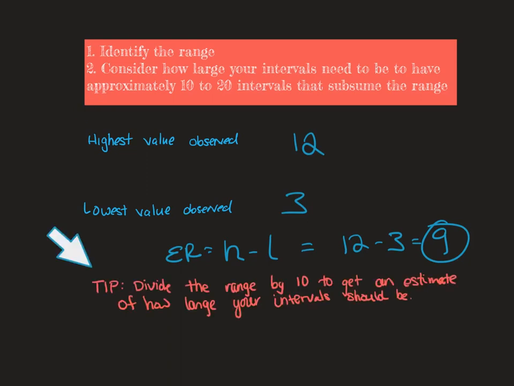One easy way to estimate the size your intervals should be is to take the range and divide it by 10. In this case, we get 9 divided by 10 equals 0.90. One thing we want to do is ensure that our intervals are intuitive or easy-to-use numbers that people usually count in, like 1s, 2s, 5s, 10s, 20s, 100s. 0.90 is not a number that we're used to counting in, so we're going to round that up and use 1.00 as our interval because it'll give us approximately 10 intervals without being a number that's confusing to work with.